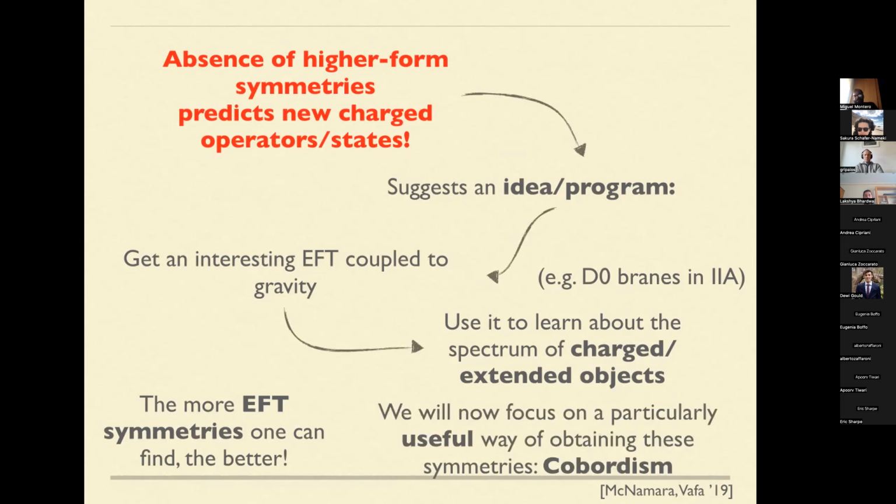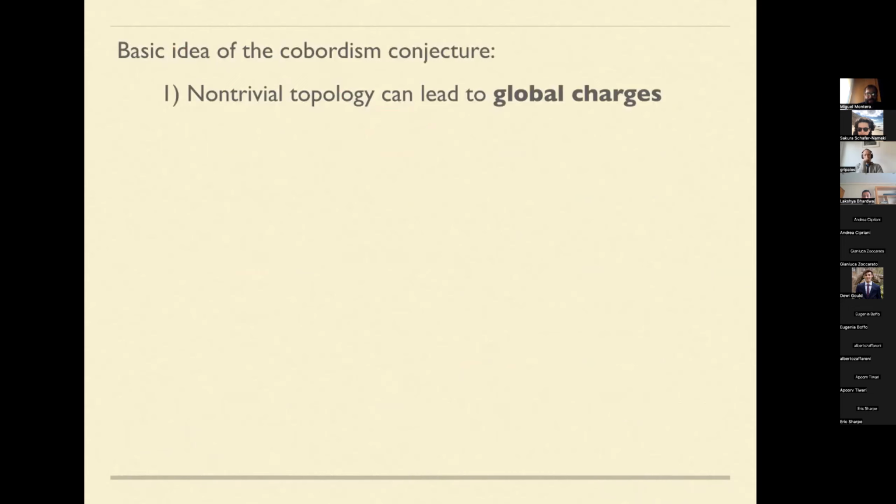And this is why I'm going to tell you a particularly useful way of obtaining some weird-looking symmetries that we don't usually talk about, but which we believe are present in any effective theory coupled to gravity, which are very interesting. They're these covariance symmetries. So I am now going to construct a new kind of charged object involving the topology of spacetime, and that charge is going to lead to a global symmetry. Indeed, the basic idea of the covariance conjecture is that if you have spacetime with non-trivial topology, this can lead to global charges.